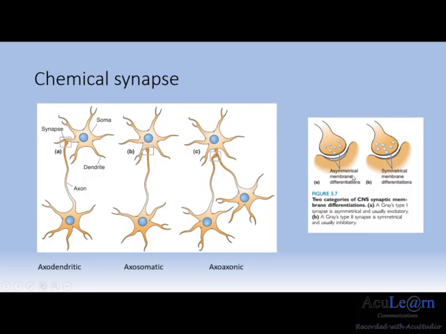Those with thicker postsynaptic membrane differentiations are gray type 1, which are asymmetrical synapses. These synapses are usually excitatory by nature. Those with similar membrane differentiation thickness are gray type 2, which are symmetrical synapses and are usually inhibitory by nature.